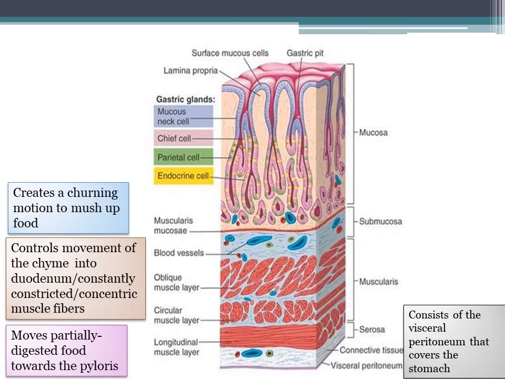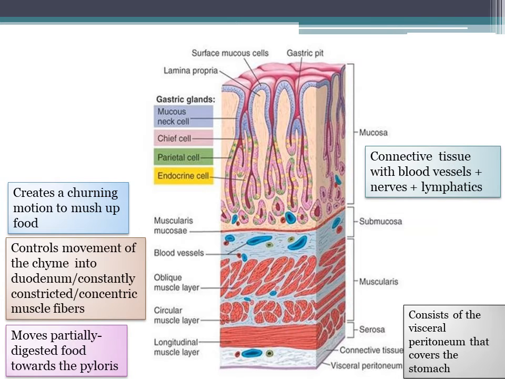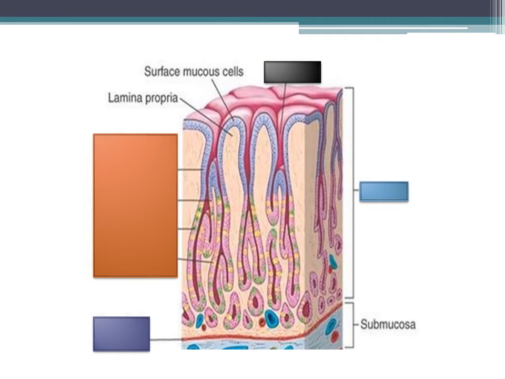Moving to the inner side of the stomach, we have submucosa, which is a layer of connective tissue with blood vessels, nerves, and lymphatics that branch into layers immediately adjacent. Lastly, the innermost layer of the stomach, which comes in contact with partially digested food, is lined with mucosa.